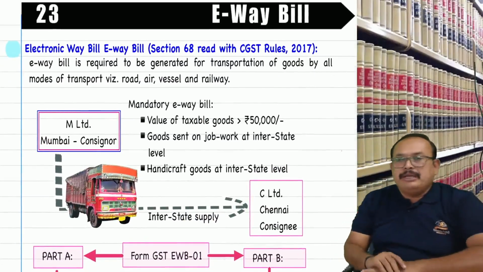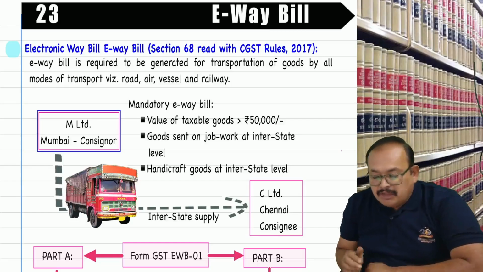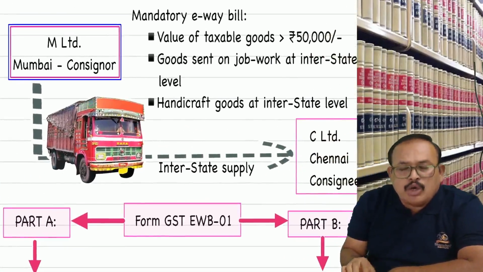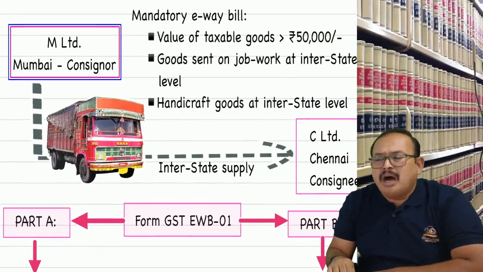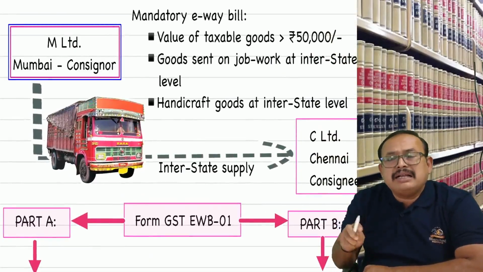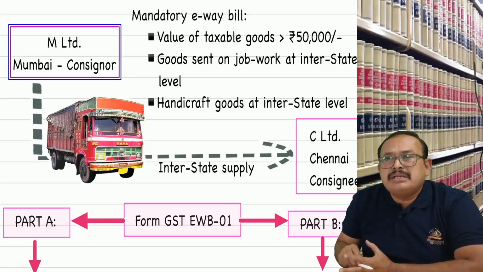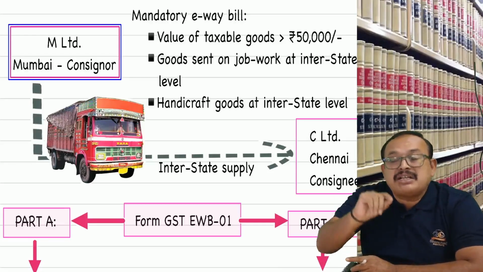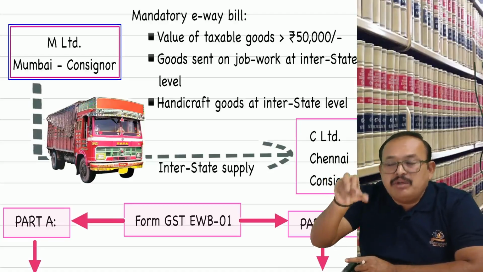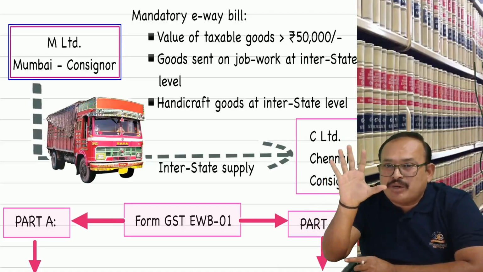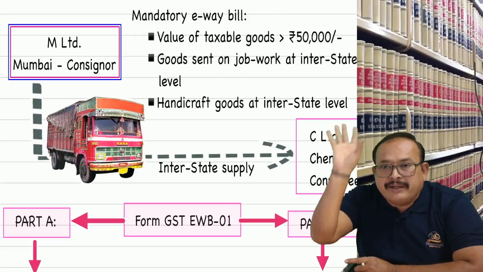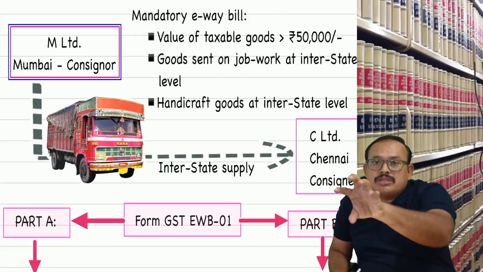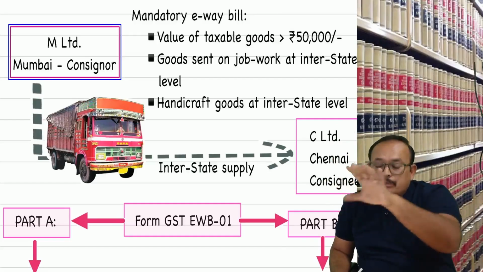Referring to the e-way bill. Sir, when goods are transported, not only by road, but by air or by rail, as long as taxable goods are transported at interstate level and the value exceeds rupees 50,000, an e-way bill is mandatory. When I say 50,000, what it includes and what it excludes is very important to note.